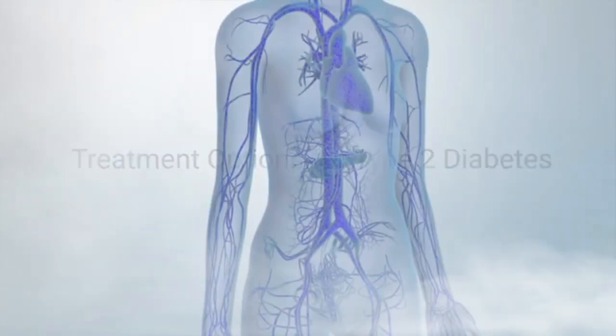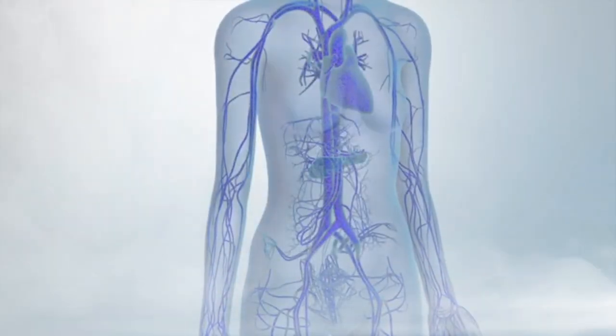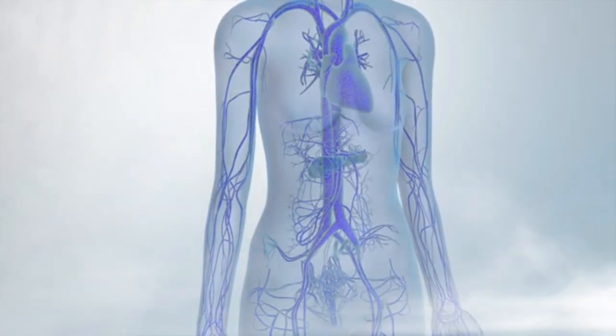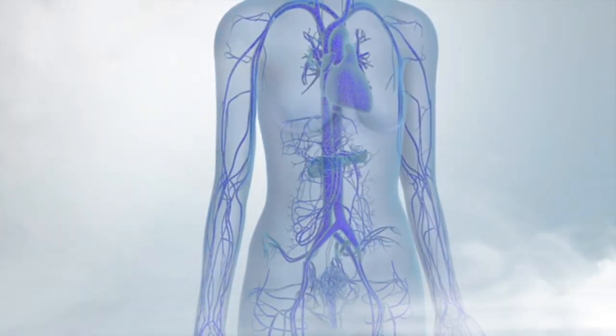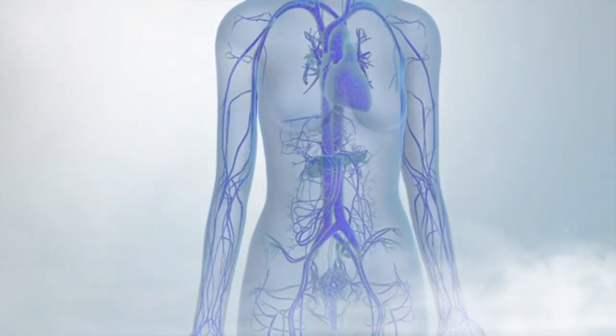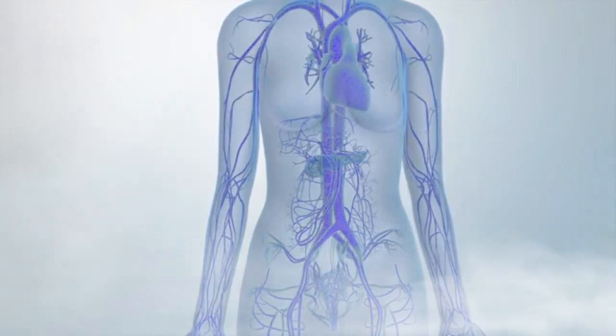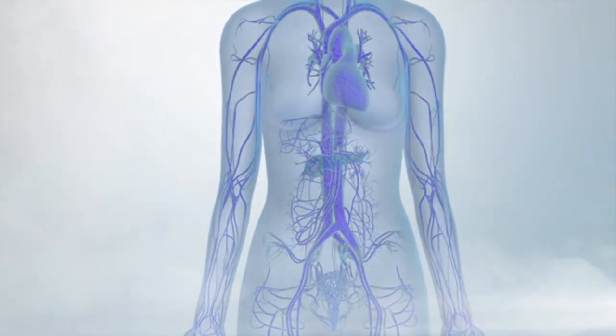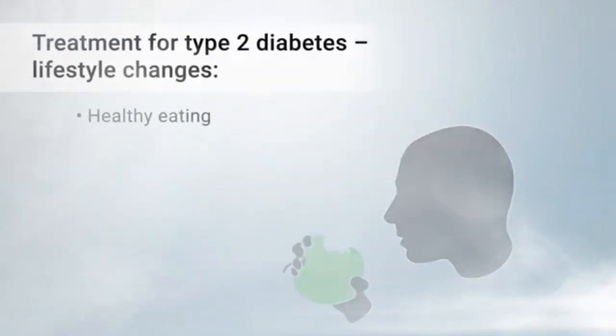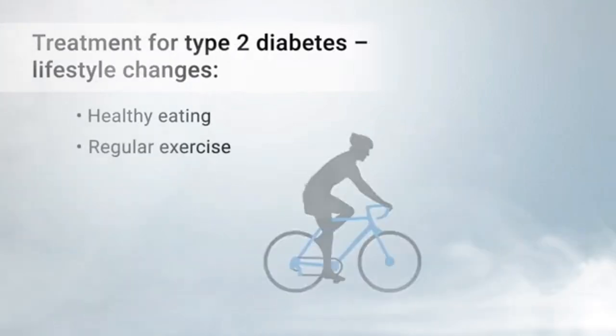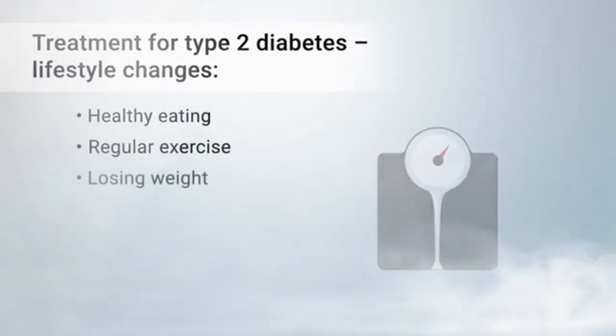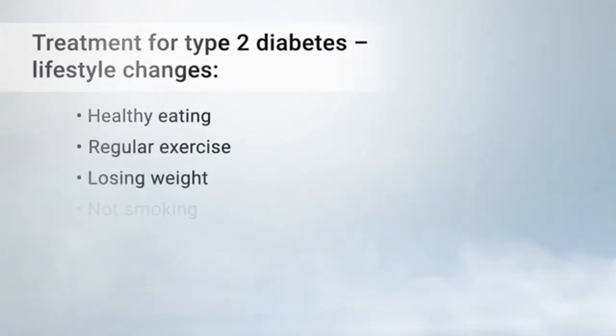For type 2 diabetes, lifestyle changes are important first steps that can help you control high blood glucose or sugar. These changes may even help you prevent, delay, or reverse the disease. Lifestyle changes include eating a healthy diet, regular exercise, losing weight, and not smoking.